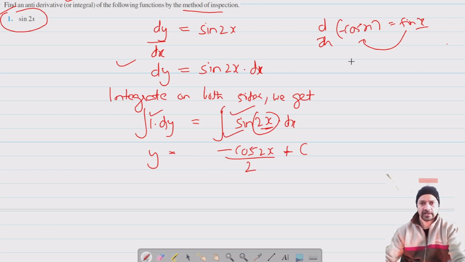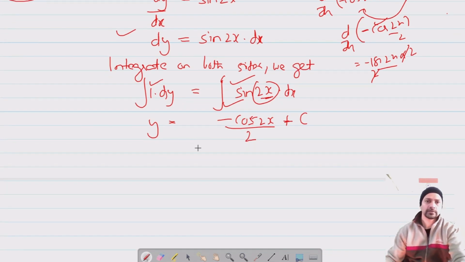Okay, to understand this, let's differentiate minus cos 2x by 2. So the differentiation of minus cos 2x: negative is out, the derivative of cos is sine 2x, and with 2x it's 2, so it's sine 2x times 2, divided by 2, so the 2 gets cancelled, it's sine 2x.